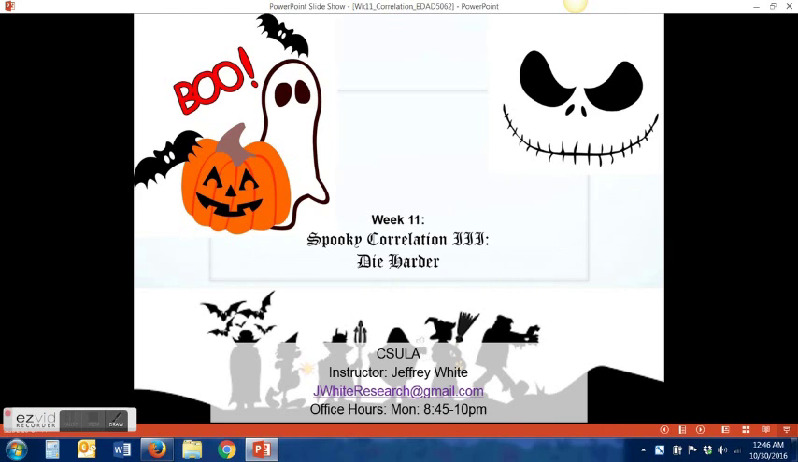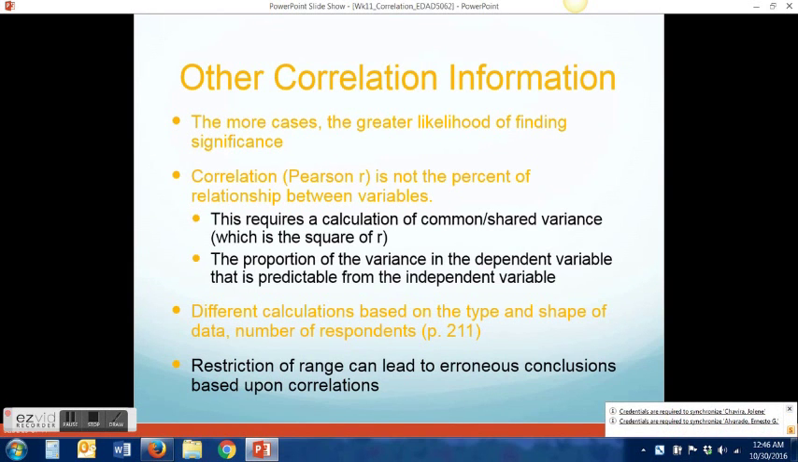Alright, folks, welcome to the thrilling conclusion of spooky correlation. Let's talk about some additional correlation information.